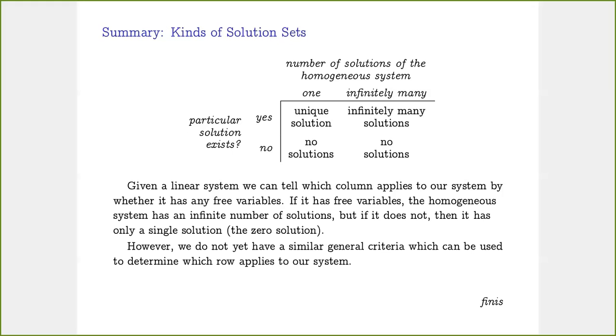However, we do not yet have a similar general criteria which can be used to determine which row applies to our system. So we don't know. We know by the associated homogeneous piece whether it's either unique or infinite if there is a solution, but there might be no solutions, and we don't have a way of determining which row we're in. This is a matter for further investigation.